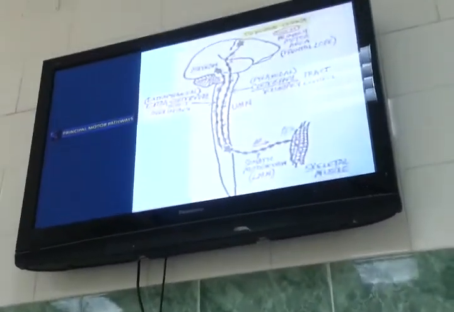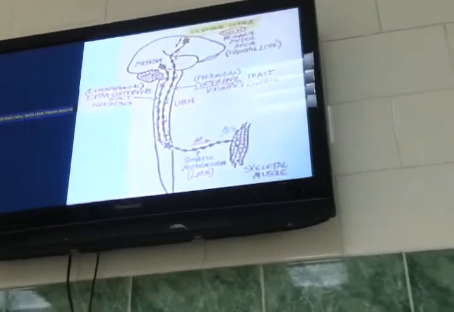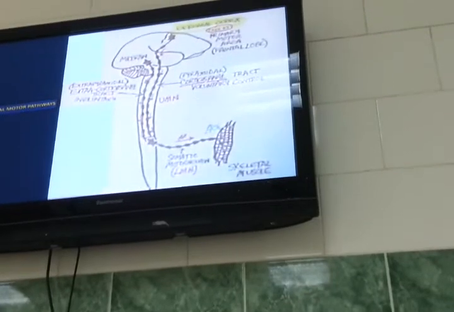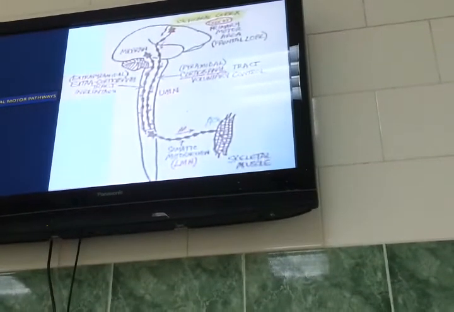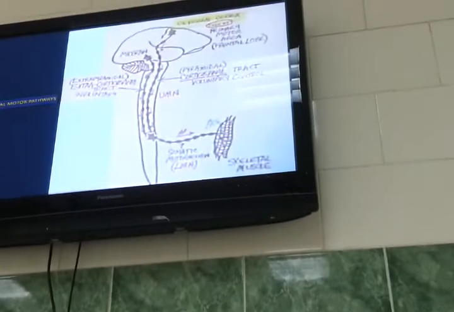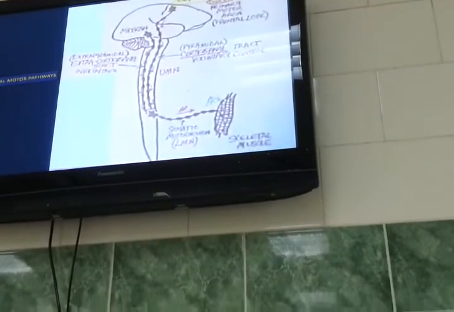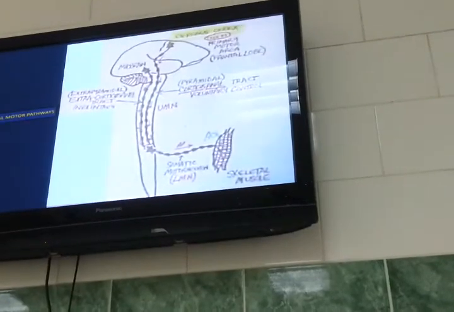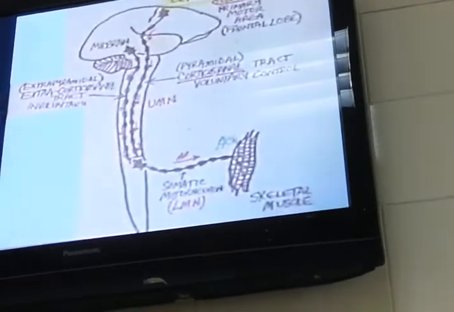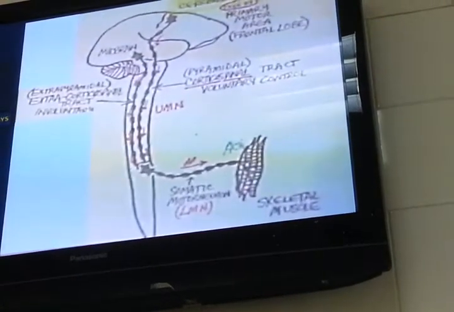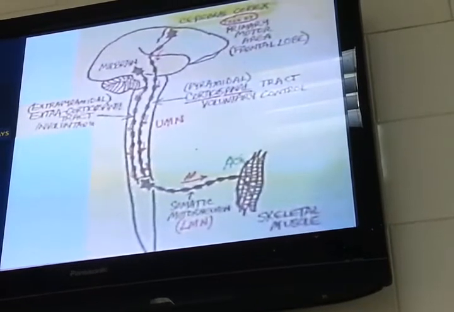Two tracks. One track starts from the cortex. The second track starts from the midbrain. So this track that starts from the cortex is called the direct tract, or pyramidal tract, or corticospinal tract. The second track starts from the middle of the brain, the midbrain. It is called the extrapyramidal, indirect, or extra-corticospinal tract.